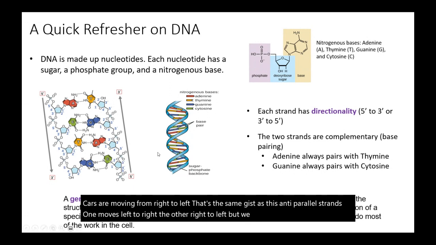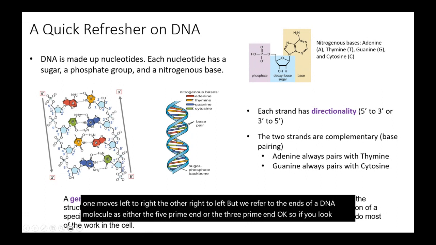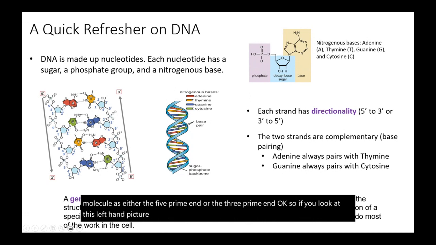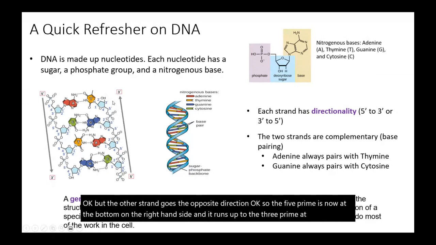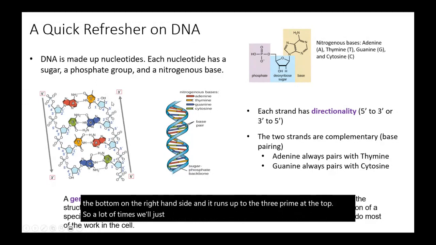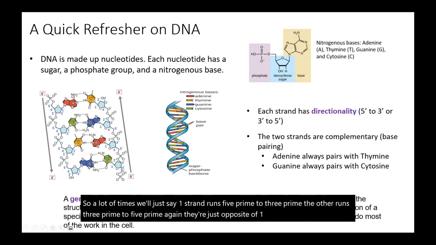But we refer to the ends of a DNA molecule as either the 5' end or the 3' end. So if you look at this left-hand picture, notice on the left strand, it runs 5' to 3'. But the other strand goes the opposite direction. So the 5' is now at the bottom on the right-hand side, and it runs up to the 3' at the top. So a lot of times we'll just say one strand runs 5' to 3', the other runs 3' to 5'. Again, they're just opposite of one another, okay?